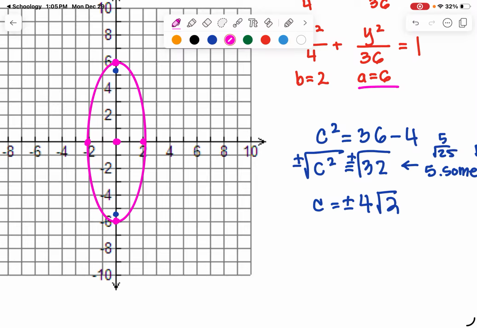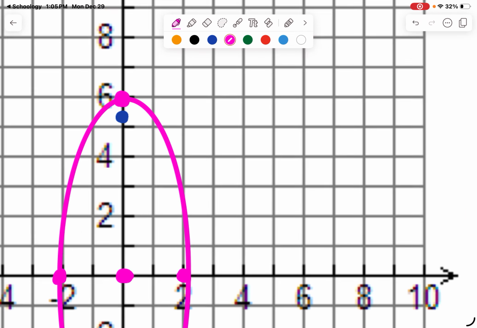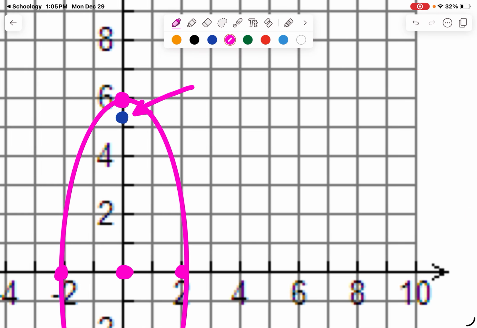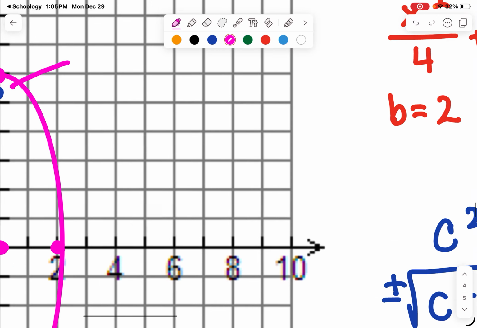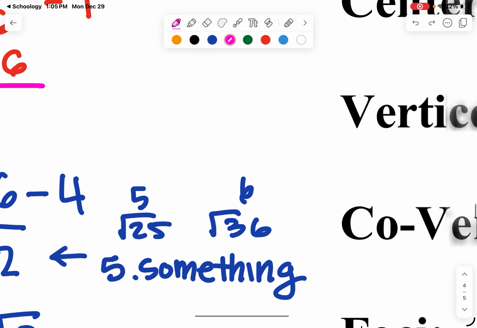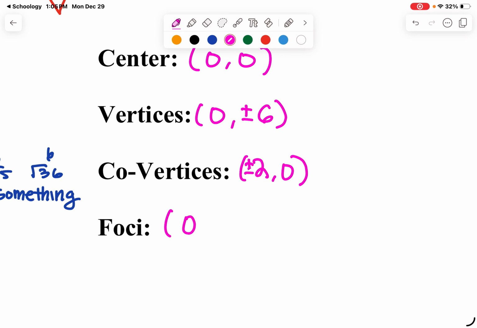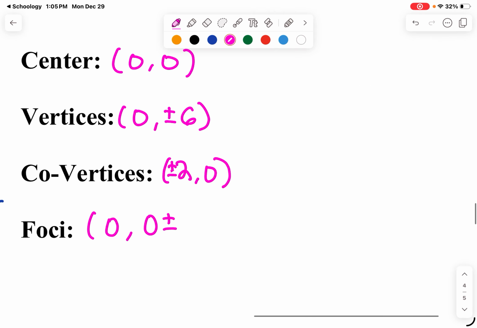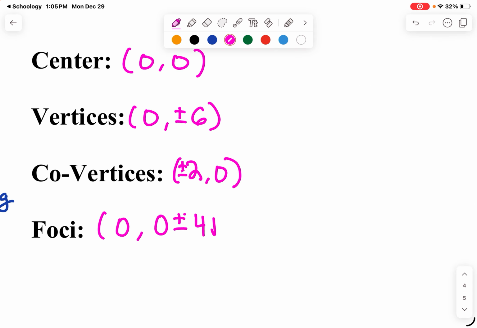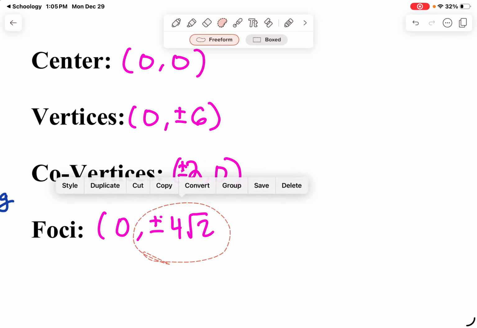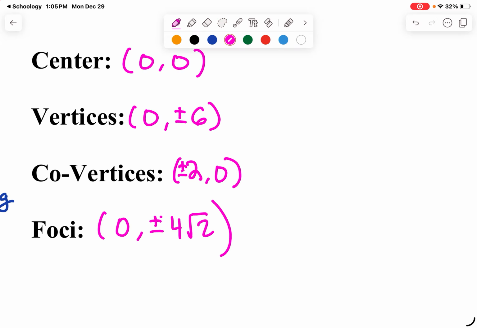Okay, all right, I also need to write down where those are located. I can't look at here and be like 5 point something, right, or 0, 5 point something. So remember, we're using our center as guidance. Our center is 0, 0, and we moved up and down from that, so we didn't move left or right at all. And then from 0, we moved up and down root 2, which we don't need this 0 here. So we're just going to say 0, comma, plus or minus 4 root 2. Voila.